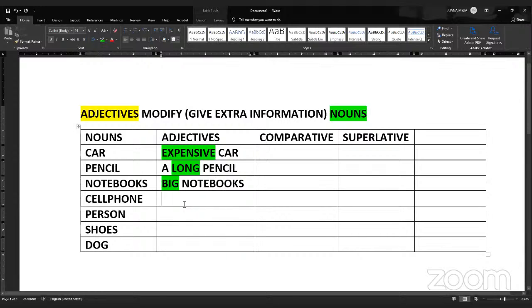Big is another adjective. Adjectives describe the noun, in this case notebooks, giving more information. Now, let's continue with cell phone. Let's think of another adjective for this one.